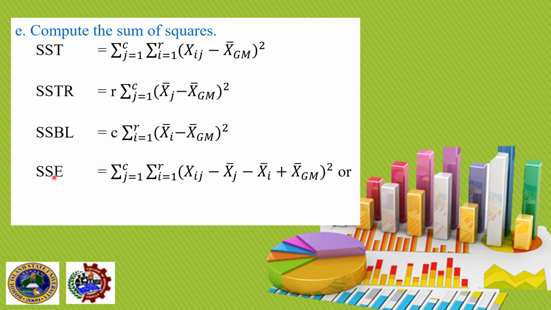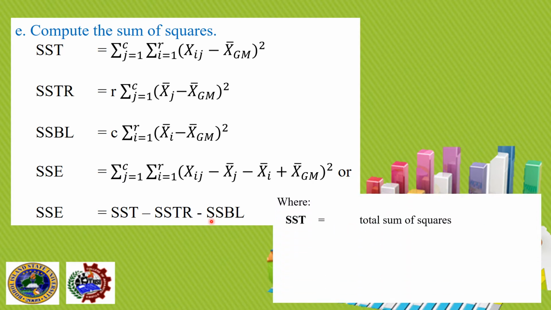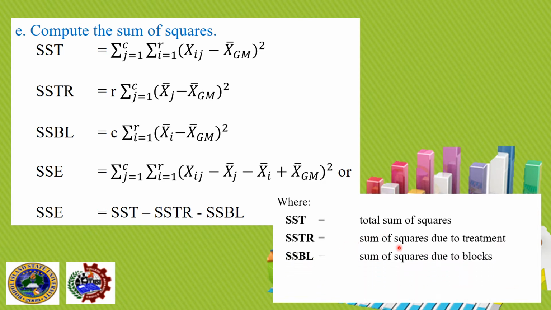And also take note that there is a shortcut formula in finding the sum of squares for error, or SSE, since we already know that our sum of squares total can be partitioned into 3 variations. Then we can derive this formula that SSE is just equal to SST minus SSTR minus SSBL, where SST is again the total sum of squares, SSTR is the sum of squares due to treatment, SSBL is the sum of squares due to blocks, and SSE is the sum of squares due to random error.